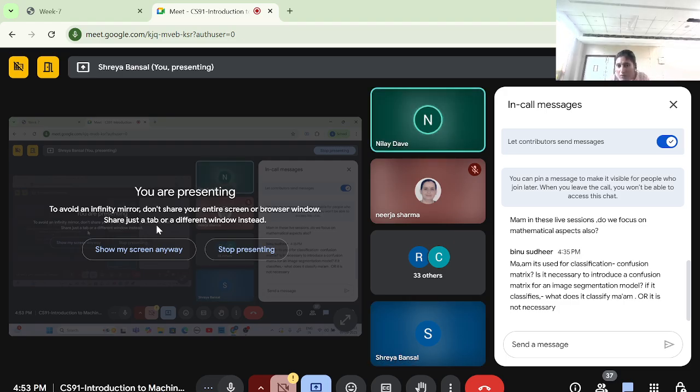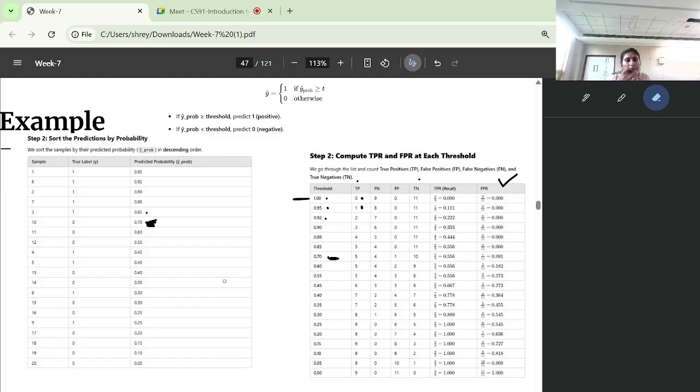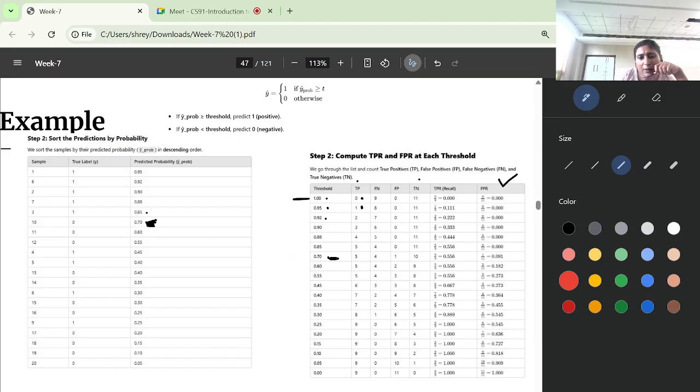Yes, ma'am. Can you explain FN for the 0.70 predicted probability value? What did you ask? Ma'am, I want to know how to calculate FN for the predicted probability of 0.70. Okay, FN. What are false negatives? False negative means predicted negative, but it was actually true. It means predicted 0 and actual it was 1. Correct? Yes, ma'am. Okay, you are asking about 0.70.